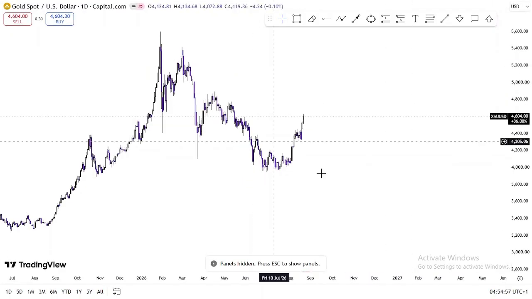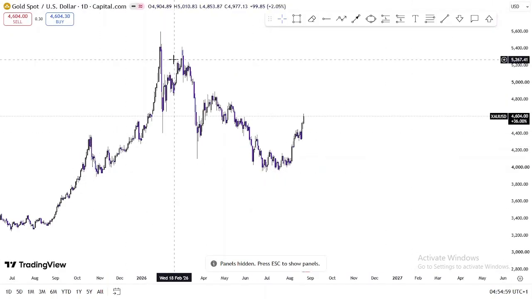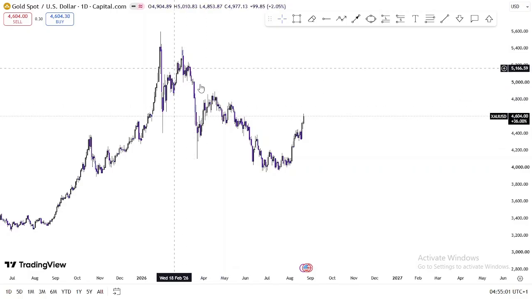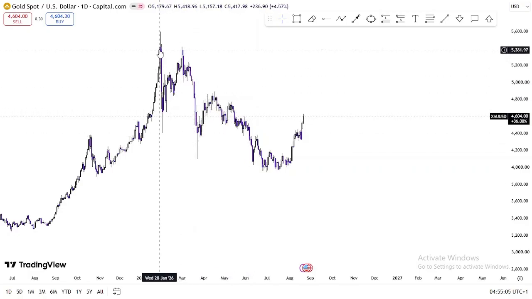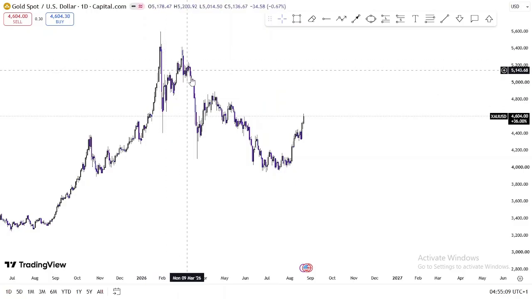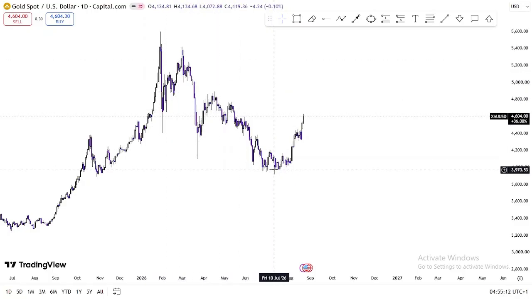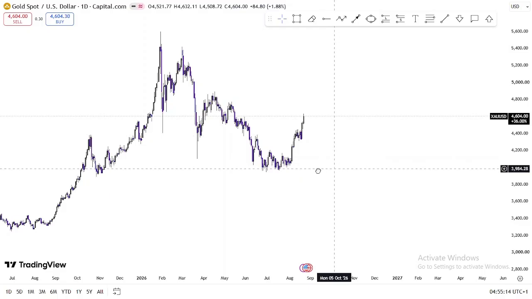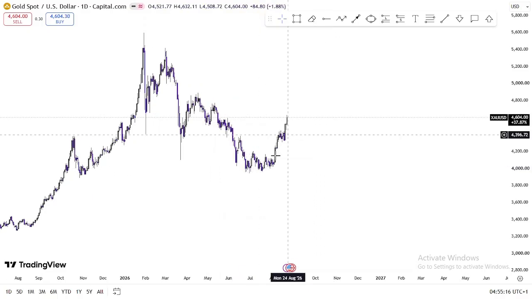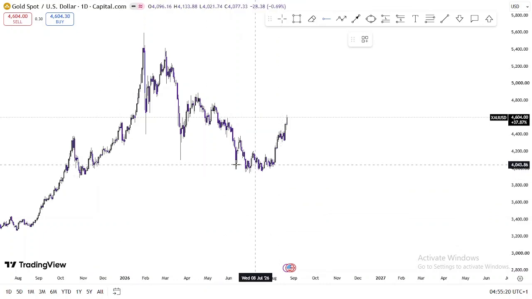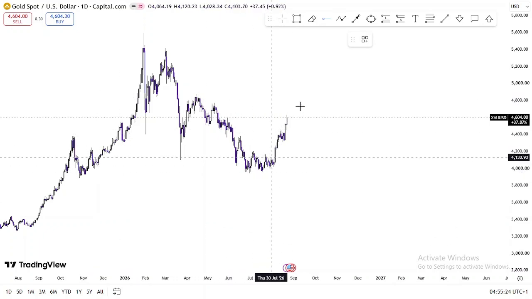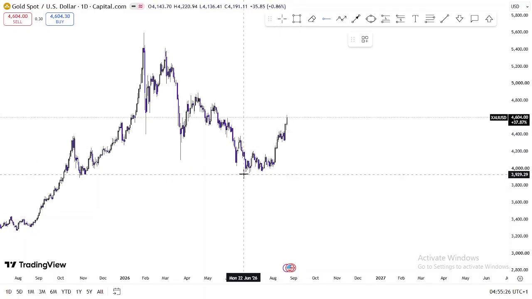So gold has been, as you can see, we've had this sustained bearish nature on gold since January, right? We've had this sustained bearish nature since January, and then now what we're seeing is what looks like the beginning stages of a change of character and then a continued bullishness on gold.